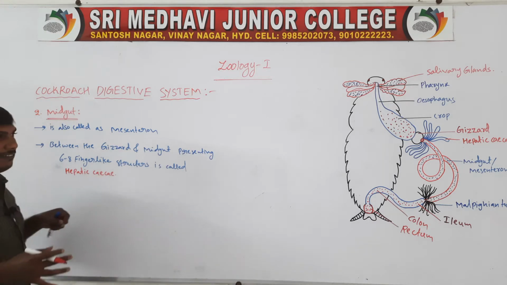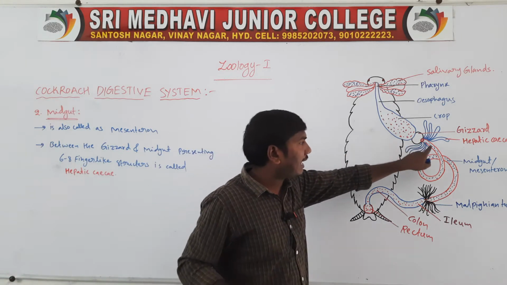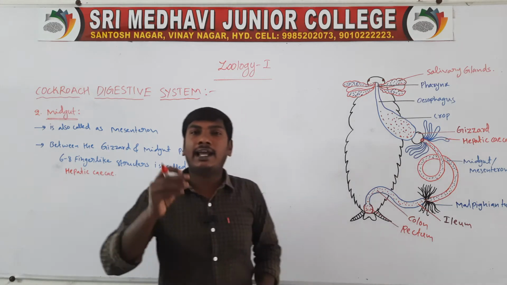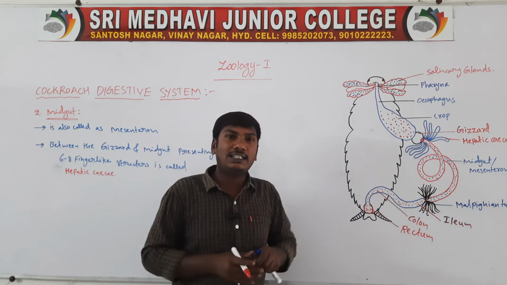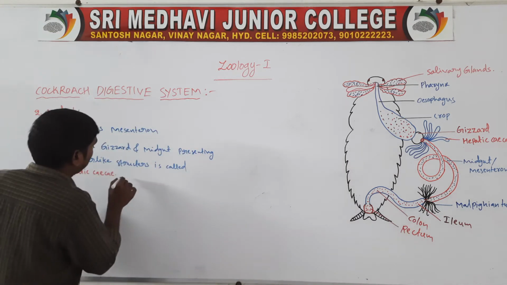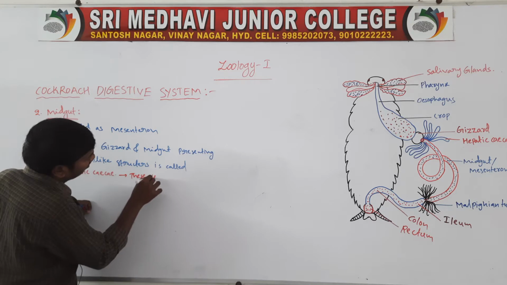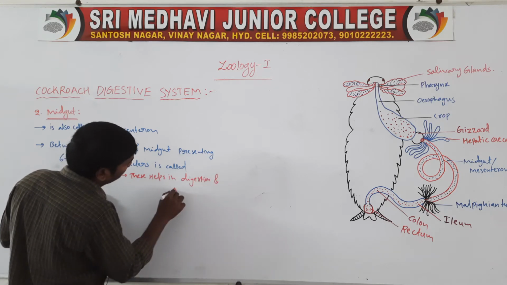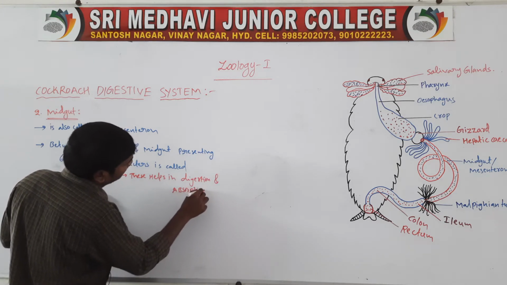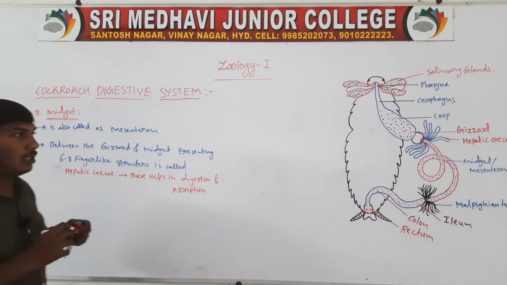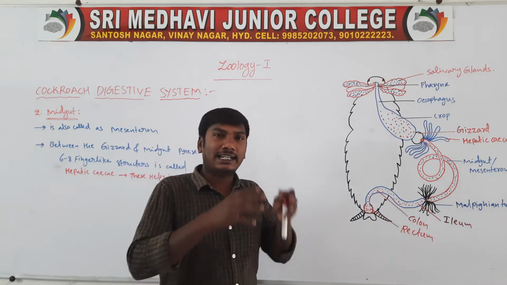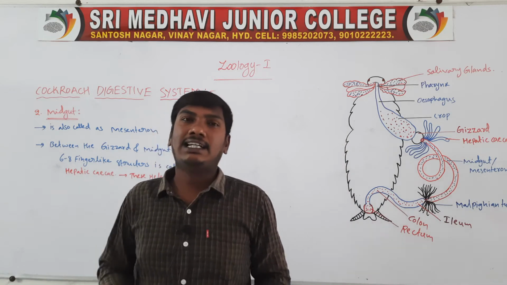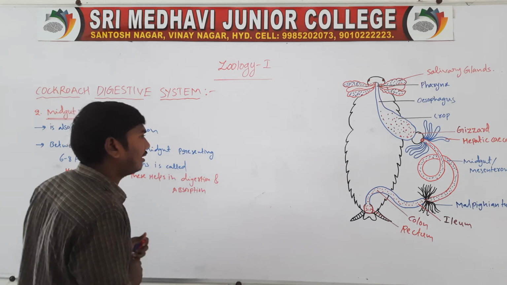So between the foregut and midgut, meaning the gizzard and midgut, there are 6 to 8 finger-like structures called the hepatic caeca. These help in digestion and absorption. The gizzard opens into the midgut, and in this region the 6 to 8 finger-like structures are the hepatic caeca, which help in digestion and absorption.